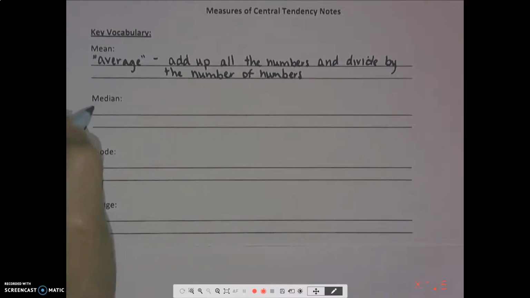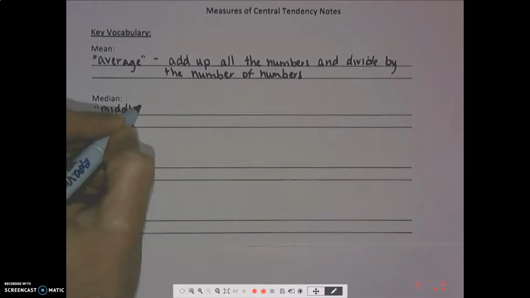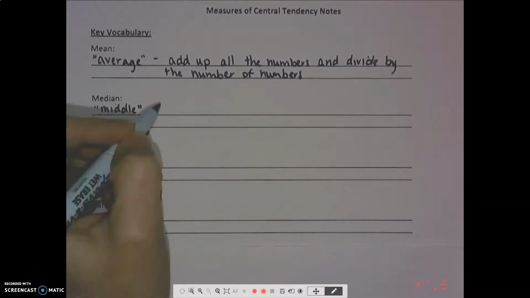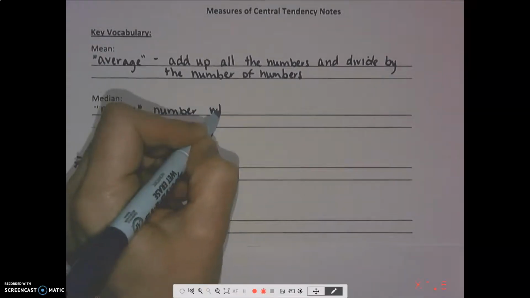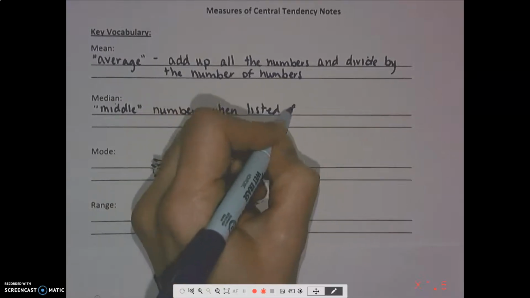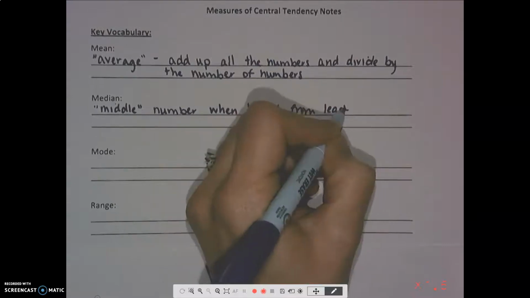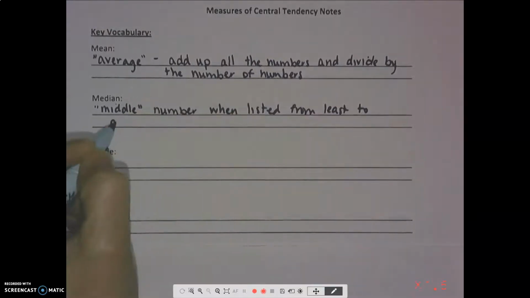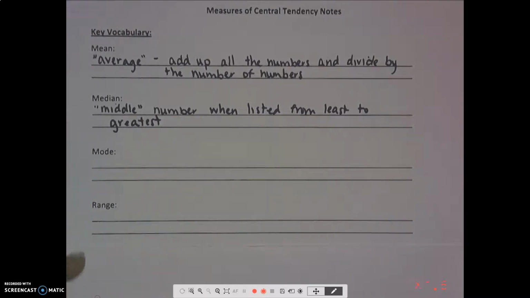The median is the middle. So this is the middle number when listed from least to greatest. So median, they have to be in order. If they are not in order, then you're not going to be able to find the proper median.